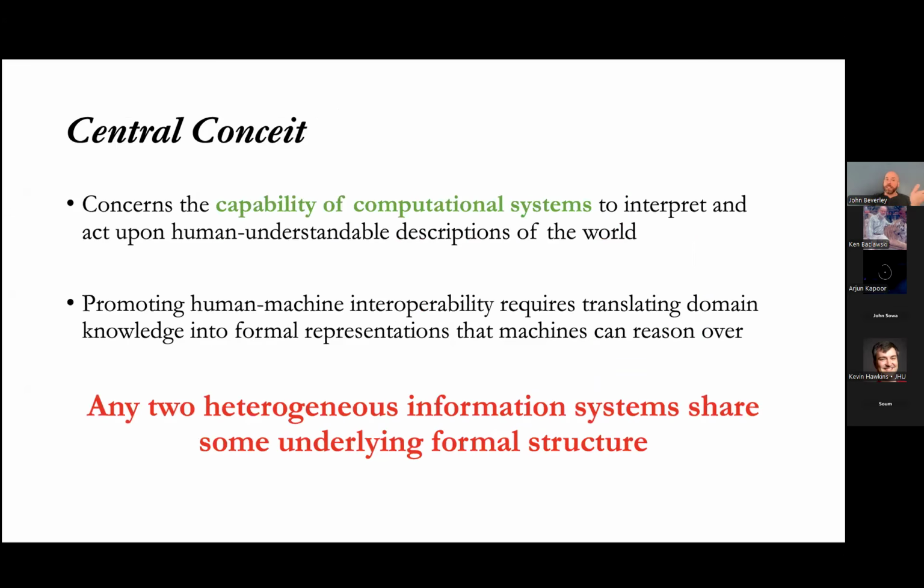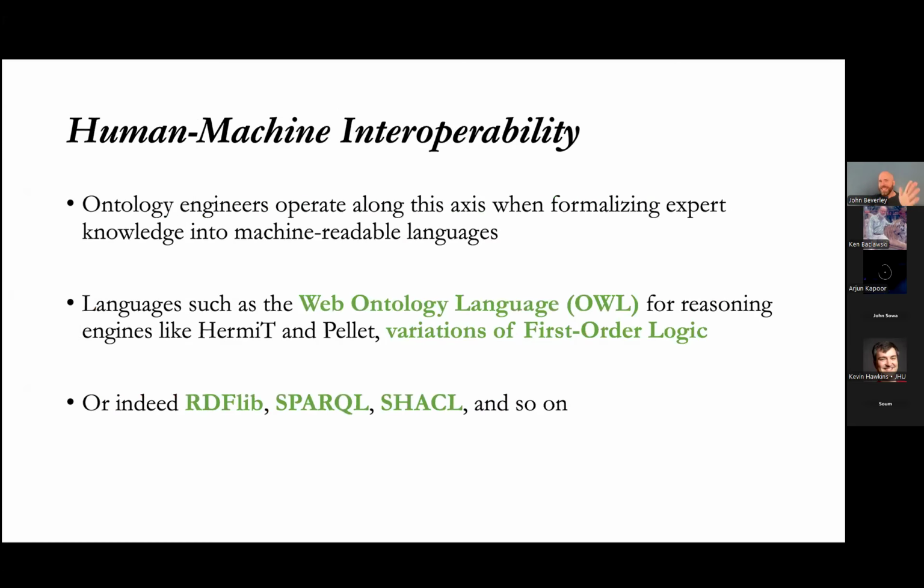Again, the central conceit: any two heterogeneous information systems share some underlying formal structure, and we are trying to represent that formal structure. We operate on this axis when we're formalizing expert knowledge in machine-readable languages, like OWL, some variations of first-order logic, more or less expressive, or indeed in code, like RDFLib or SPARQL or SHACL.